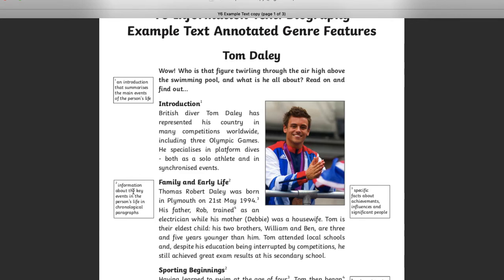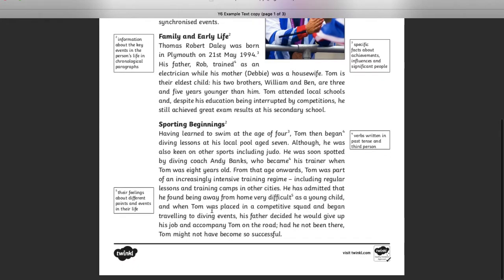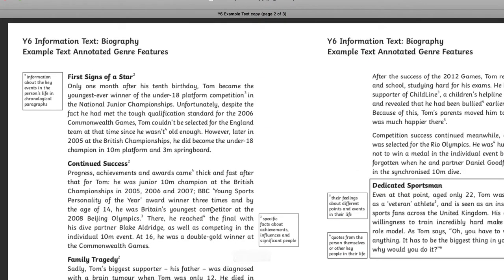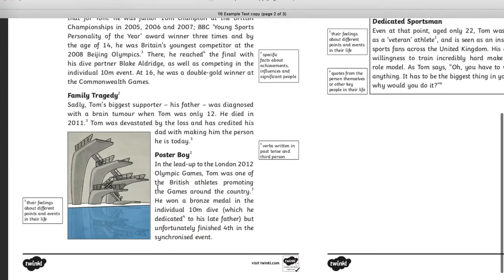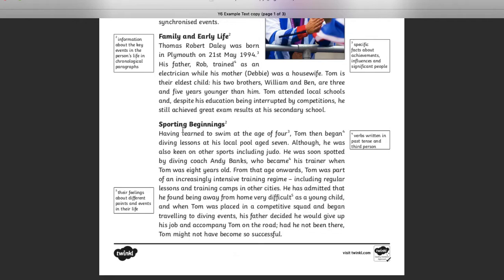Number 2, information about the key events in the person's life in chronological paragraphs. That word is so important, chronological, because it means time order. You start out with his family and his early life, then his sporting beginnings, and then it goes on and on on other pages to his eventual success. It's in chronological paragraphs, which means each paragraph is the next time in the person's life.